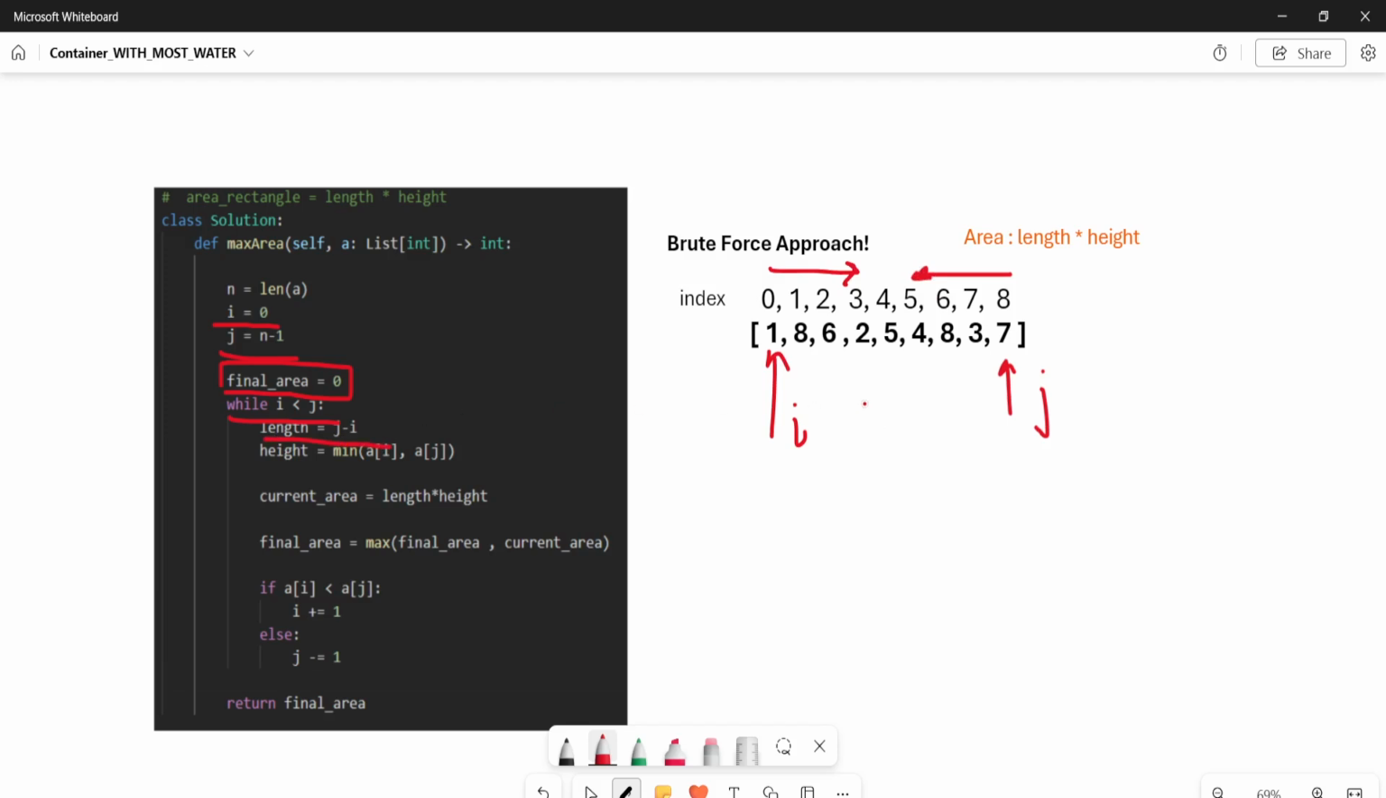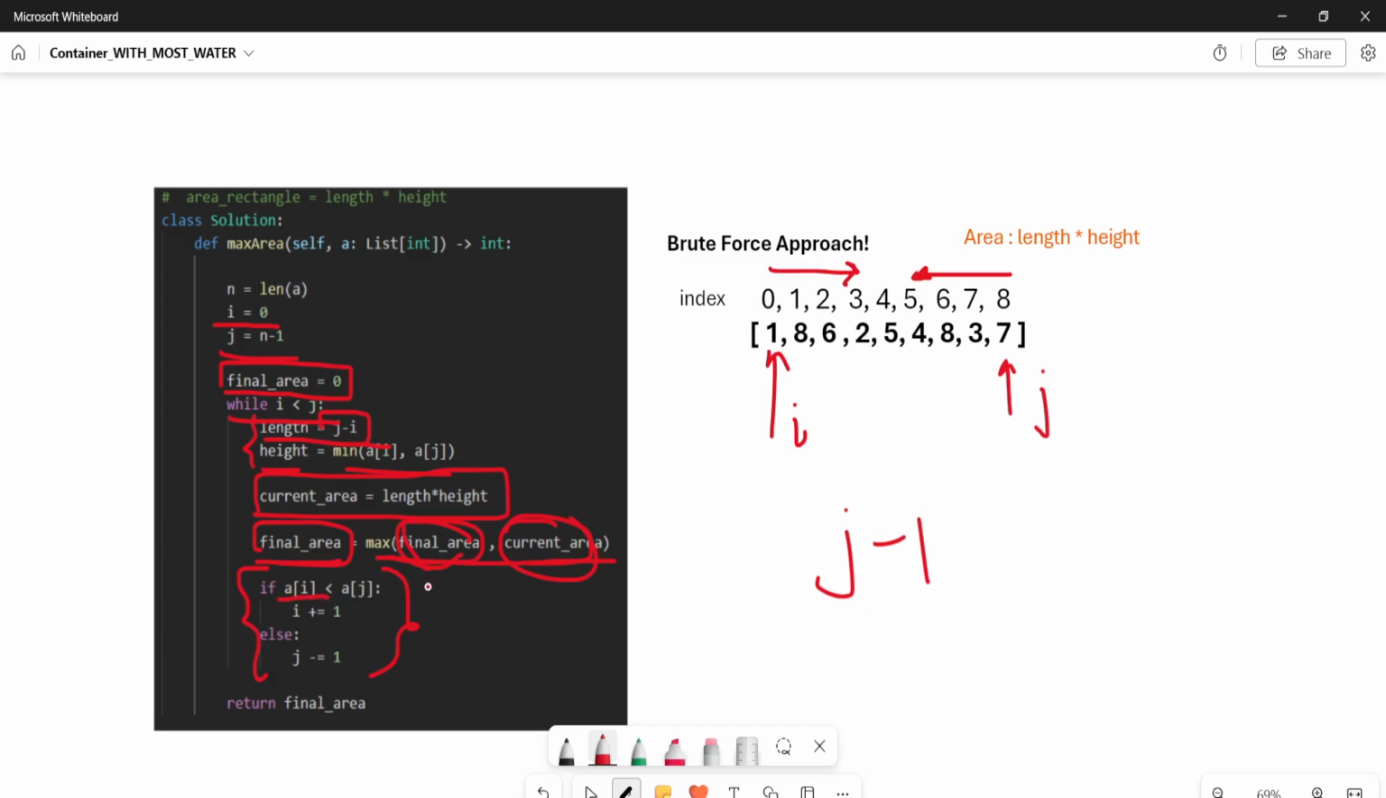So we are finding the length. Length is nothing but j minus I, right? And the height is the minimum of a of I and a of j. And we are finding the current area. Current area is nothing but the current length into the current height, and the final area would be the maximum between the final area and the current area, right? And this is the crux of this optimized code.